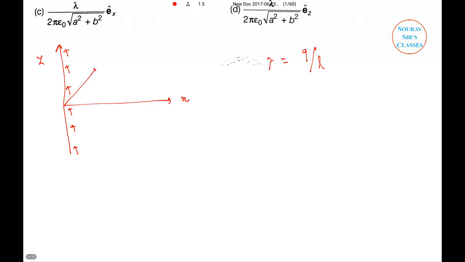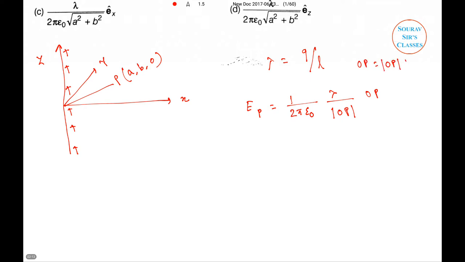Now if we draw the third axis Y, as you can see from here, and then take the point P as (A, B, 0), it is on the XY plane because the Z coordinate is 0 here. Now E at the point P is 1 by 2 pi epsilon naught times, as you know, the formula, lambda by modulus of OP, that is representing the magnitude part of it, and OP can be written as a multiplication of magnitude and the direction part of it. So OP by modulus of OP is actually representing the unit vector along the direction of OP.